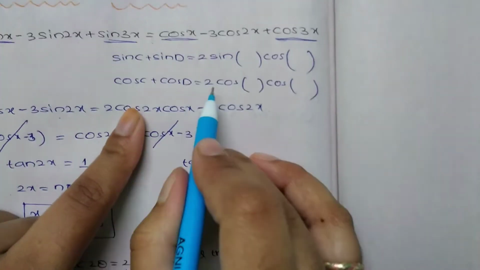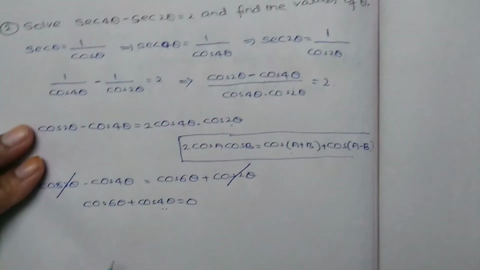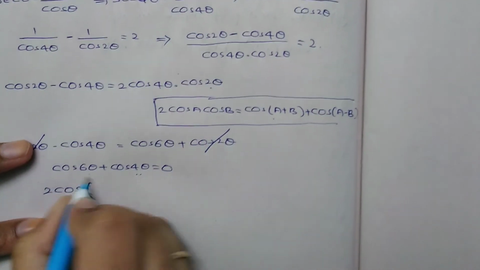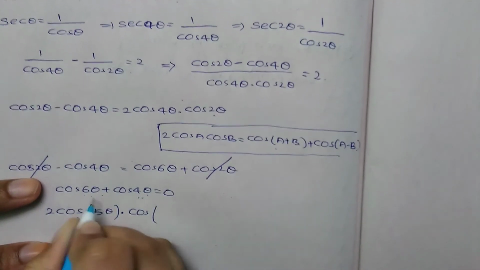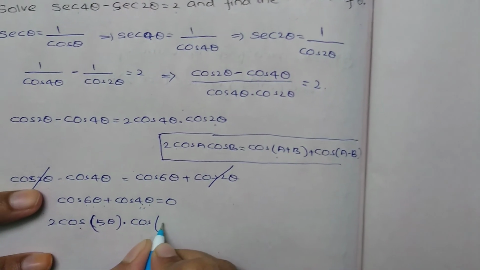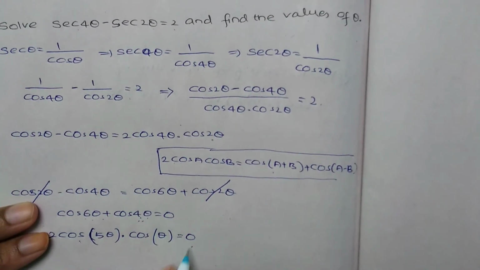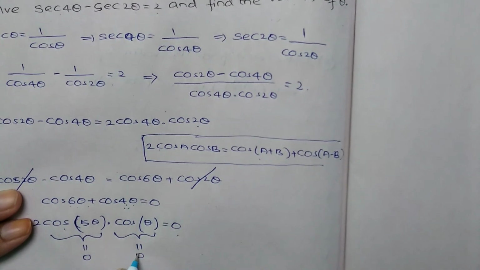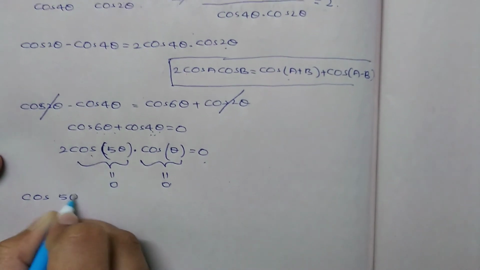This is the cos C plus cos D formula. So we wrote this formula already: 2 cos (C plus D) by 2 cos (C minus D) by 2. So applying this here, we get 2 cos of (6 theta plus 4 theta) by 2, which is 5 theta, into cos of (6 theta minus 4 theta) by 2, which is theta, is equal to 0. This will be equal to 0 only when this is equal to 0 or this is equal to 0. So we have to write the conditions for this. Two separate conditions we will be getting.